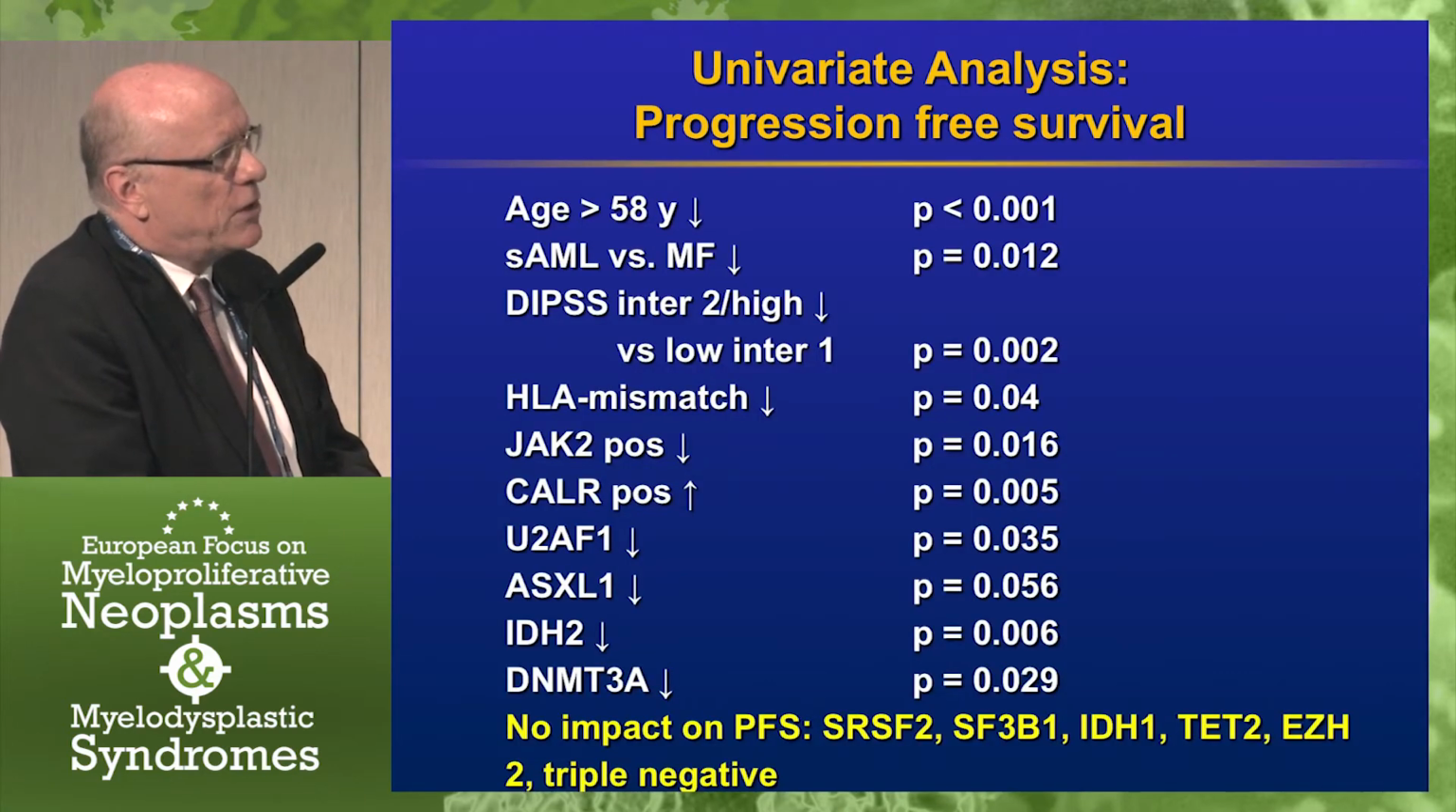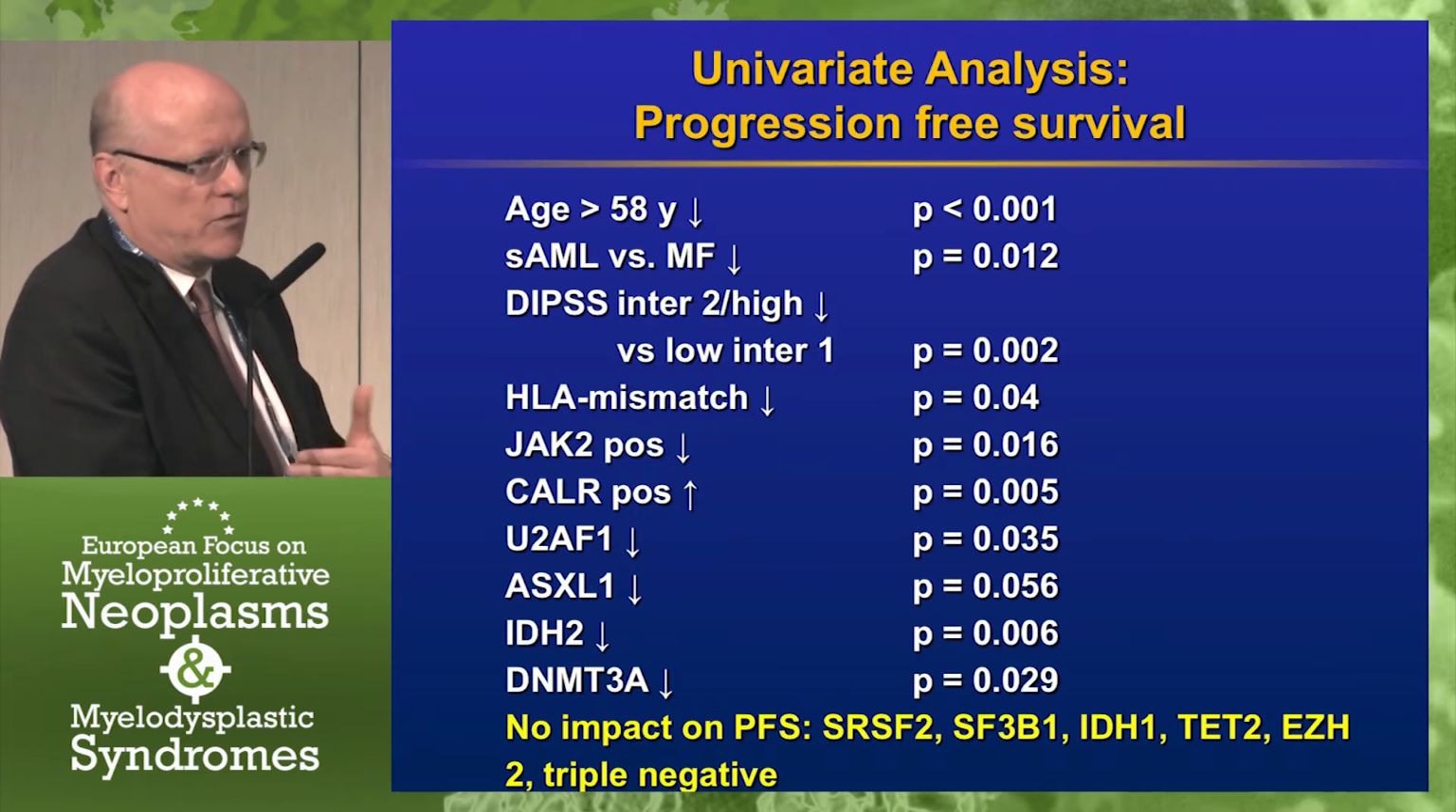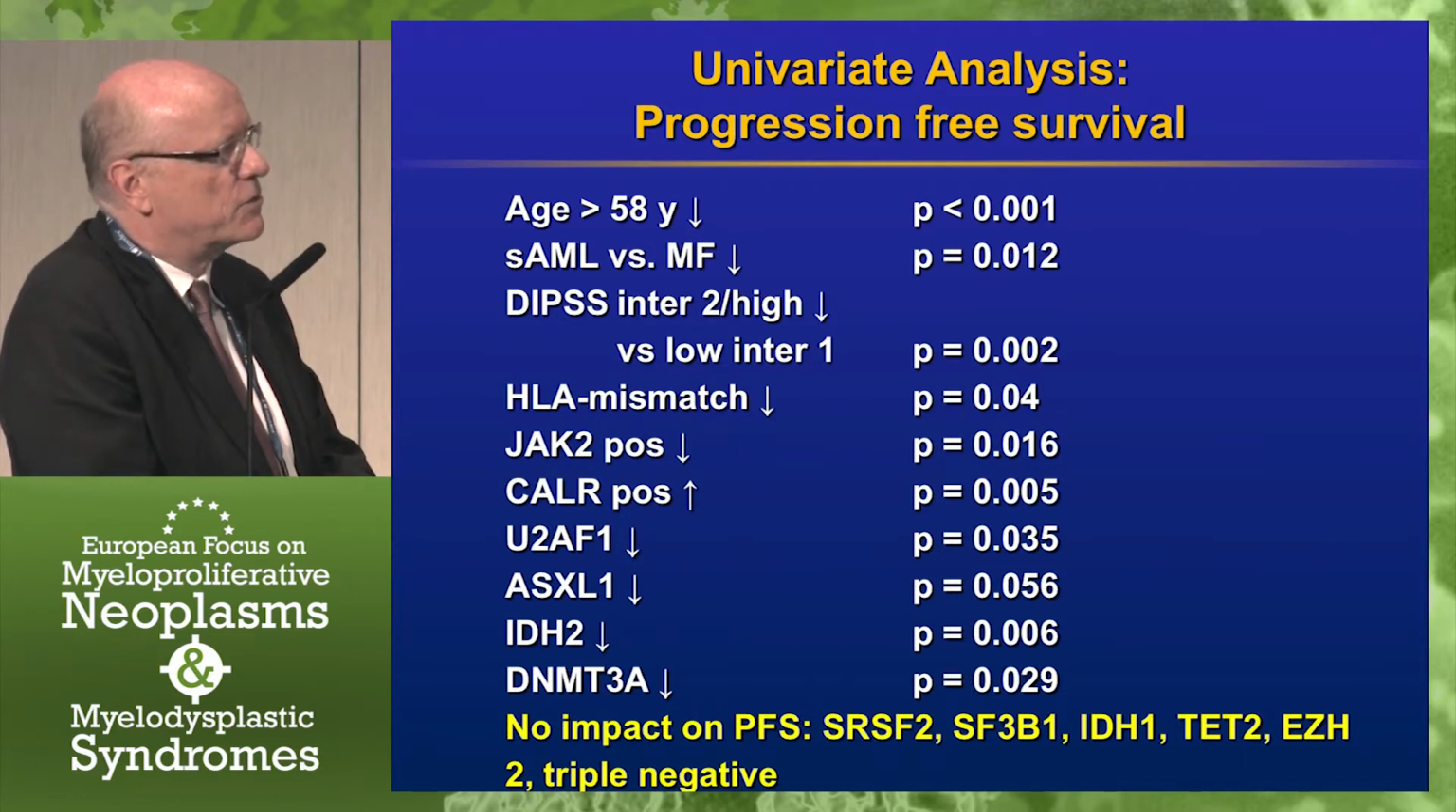Interestingly, when we look at progression-free survival, and this is a univariate analysis, we find that age, more advanced disease like secondary leukemia versus chronic phase, or higher DIPSS, intermediate 2 and high risk versus low and intermediate 1, were significant factors for a worse progression-free survival, but this was known from other studies. As well, if you have a mismatched donor, the progression-free survival was also reduced.